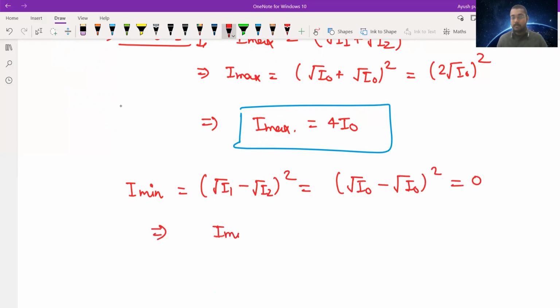So minimum intensity will be 0 and the maximum intensity will be 4I0 when the intensity of two individual waves are the same. Then the maximum intensity will be 4I0 and the minimum intensity will be 0. Maximum intensity you will get when the phase delta is 0, and minimum intensity you will get when the phase delta is pi. Correct? Yes. Okay.